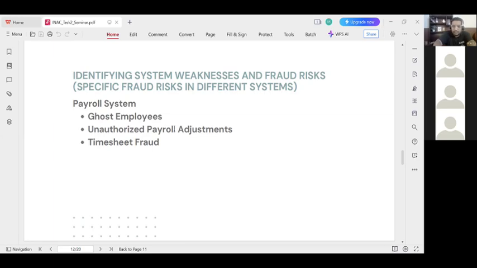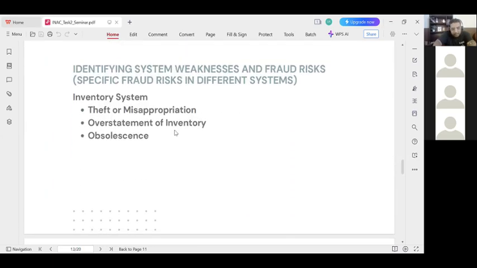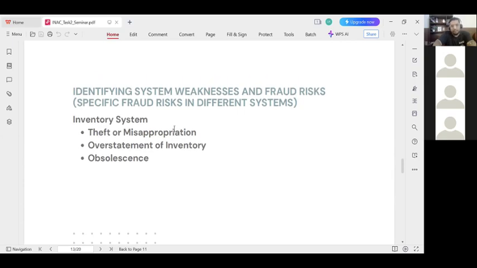Okay. Then we have the inventory system. So the problem which you can have with inventory is theft or misappropriation. Okay. So theft is very easy. It means that an employee, a warehouse worker, is stealing items from the inventory and is selling them. Okay, so that's the type of fraud you could see in your inventory system.